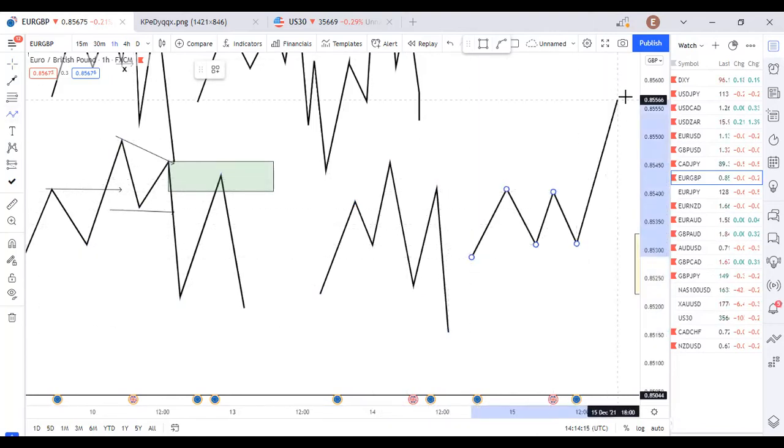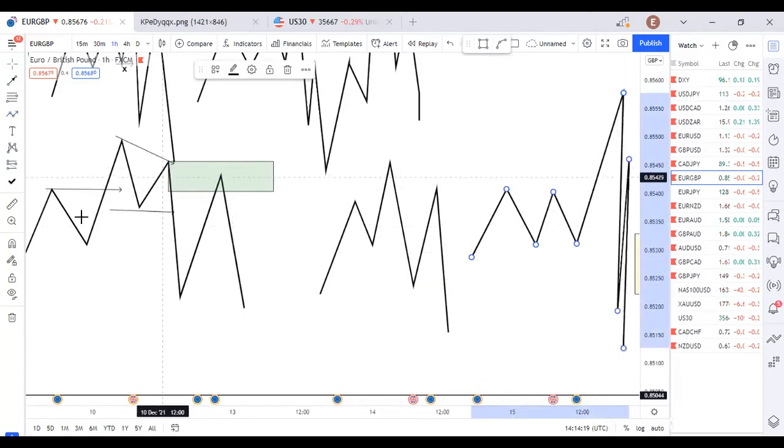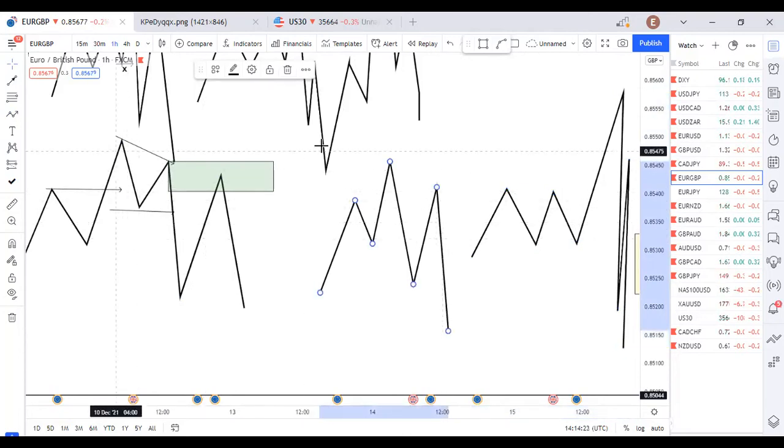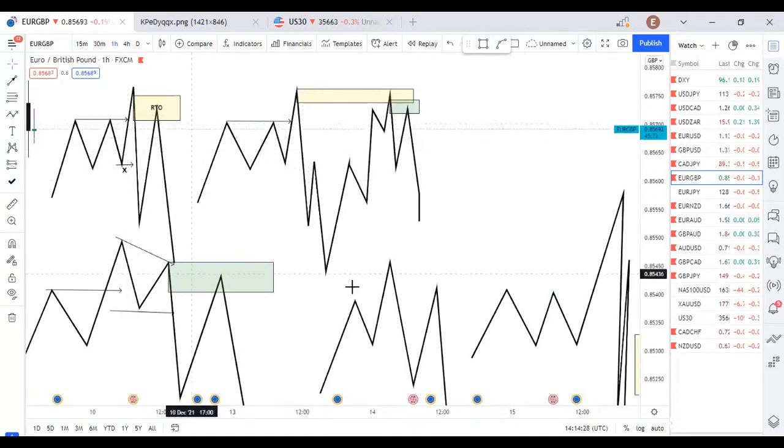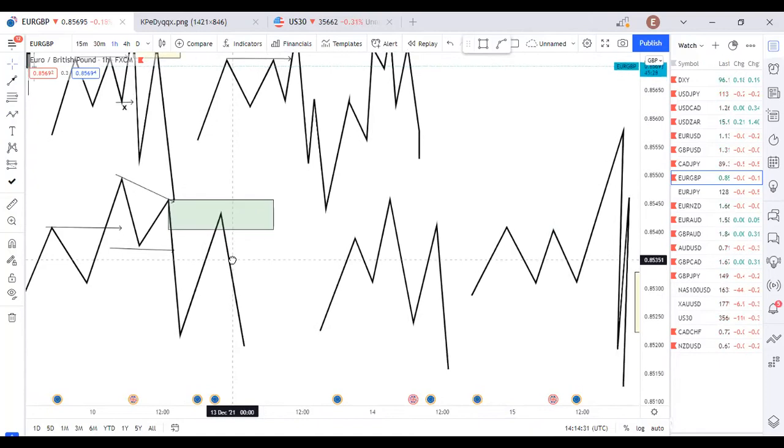Then liquidity should be taken, then break market structure, then go down, something like that. So you need to visualize. I like this type of pattern and this one. These three give the most.